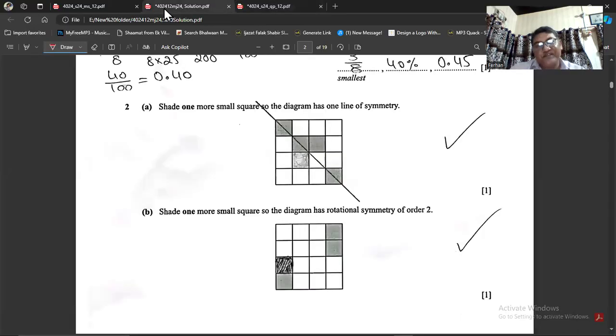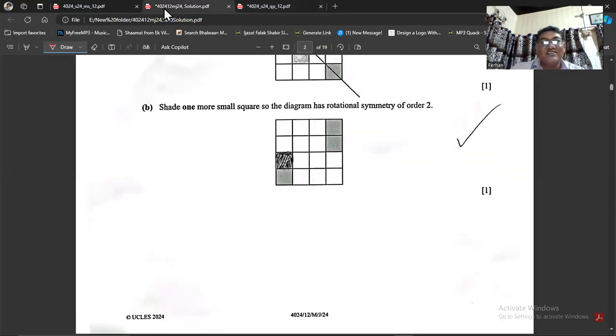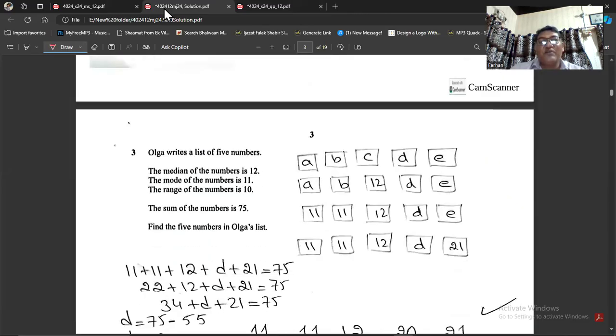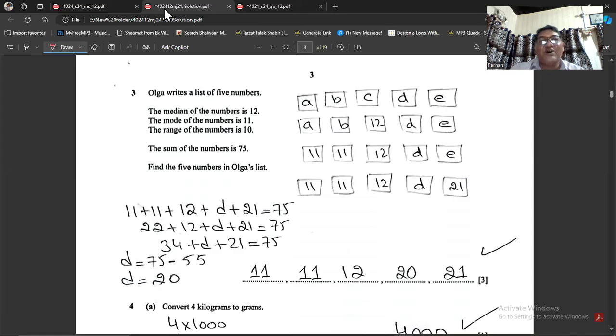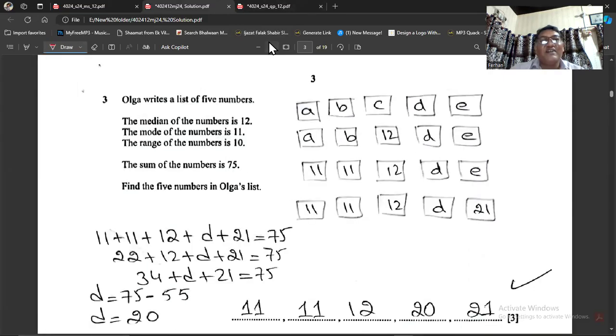It's a bit of a tricky question. So let's see how I have tried to solve it. This is the way I solved it. Suppose the numbers are A, B, C, D, E. He said the median is 12, so this C value is 12. Then he said that the mode is 11, and because the middle number is 12, the 11 must be on the left side.